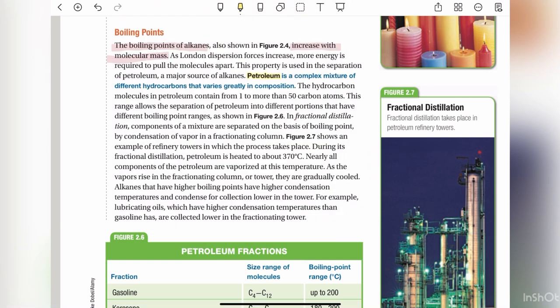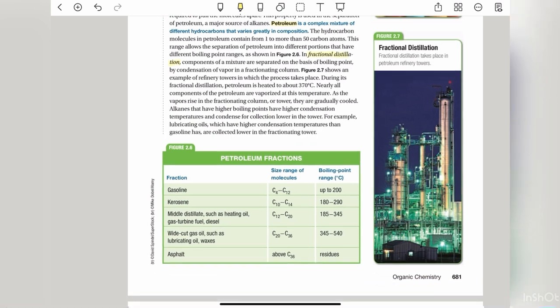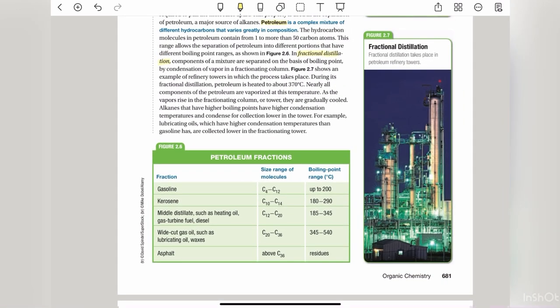So fractional distillation is a process that separates the different hydrocarbons. Components of a mixture are separated on the basis of boiling point by condensation of vapor in a fractionating column. Figure 2.7 shows an example of refinery towers in which this process takes place. During its fractional distillation, petroleum is heated to 370 degrees, and nearly all components of the petroleum are vaporized at this temperature. As the vapors rise in the fractionating column or tower, they are gradually cooled. Alkanes that have higher boiling points have higher condensation temperatures, so they condense for collection lower in the tower.